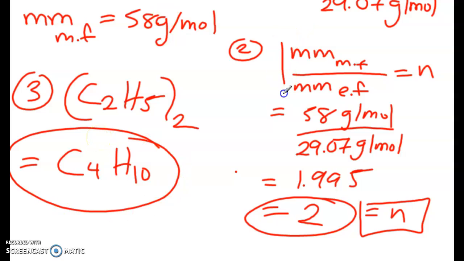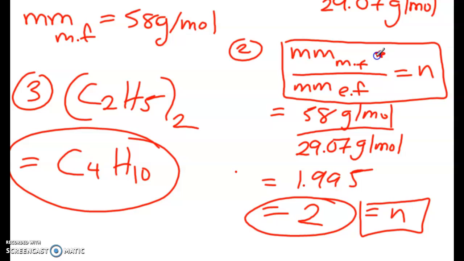So really, you're just doing this calculation. You have to take the molar mass of the molecular formula, which will be given to you, divided by the molar mass of the empirical formula to get your N factor.